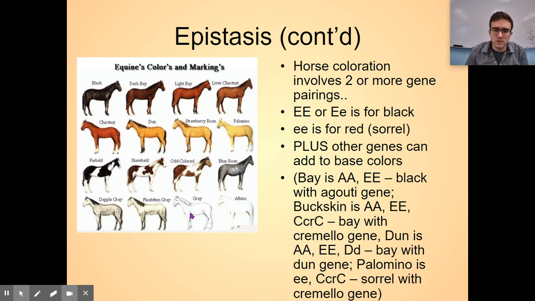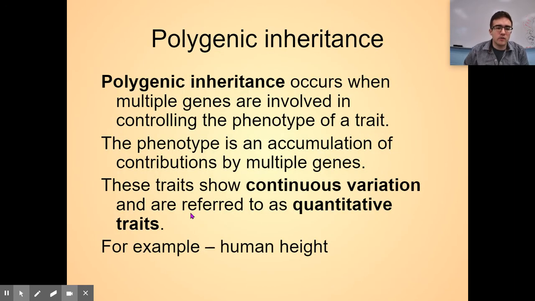We've got two more types of inheritance, which isn't really inheritance, it's just how different traits are expressed. One is polygenic inheritance. Polygenic inheritance is where multiple genes control a single phenotypic trait. The way to tell if a trait is polygenic is if you see a continuous variation, meaning a wide range that normally follows a bell curve.